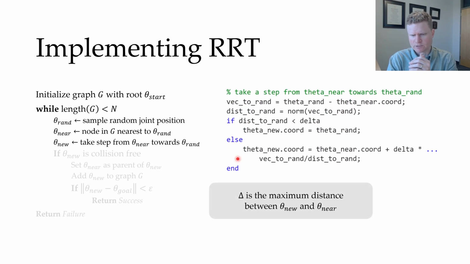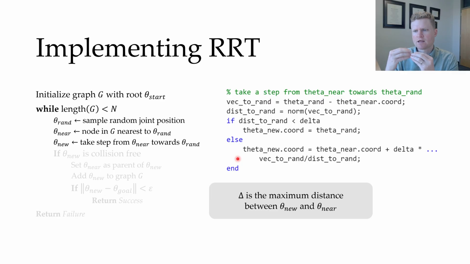The next thing I want to do, and this may not be intuitive, but I want to explain as we work through it, is I want to take a step from theta near towards theta rand. Now, you might be thinking, why don't I just go towards theta rand or see if I can directly connect theta near to theta rand? There are a couple reasons why we don't usually do that.